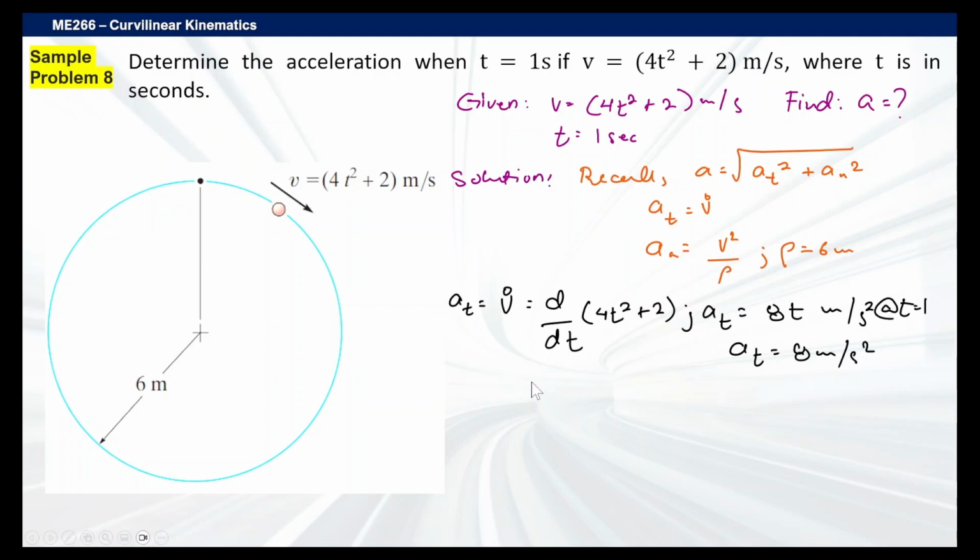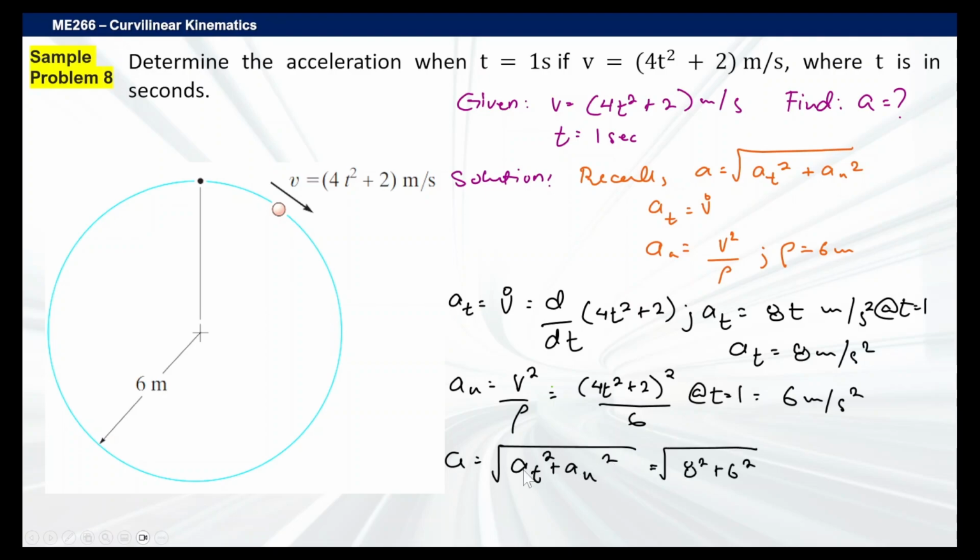And then for an, we just simply square v, and divide by the radius. Okay? So in this case, we square this one, and we get t equals 1, and we will have 6 meters per second squared.